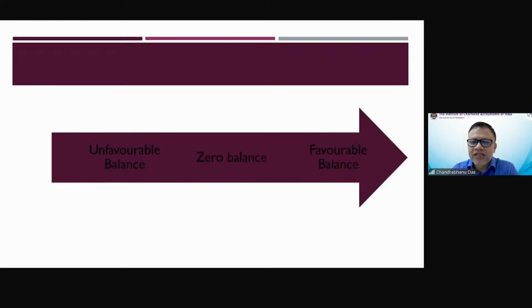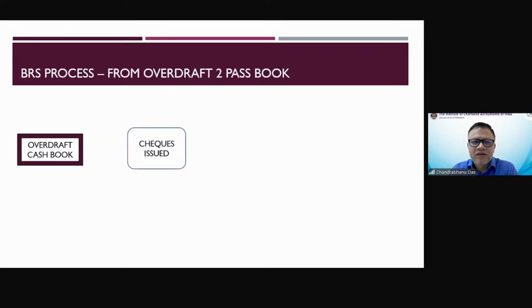So this is what I showed you in an example. Now what happens is, in overdraft the checks issued made the balance increase. To reduce that balance, I deducted the check issued.